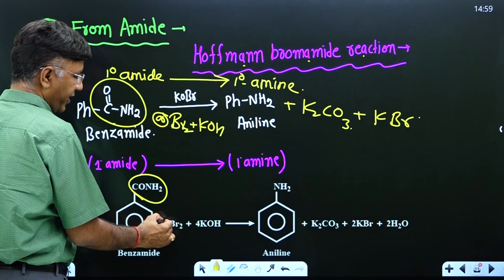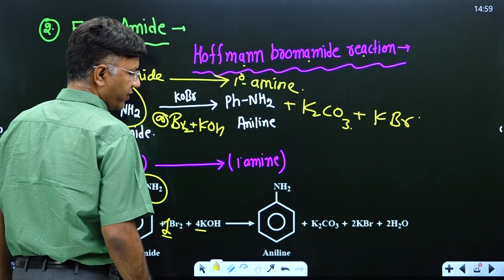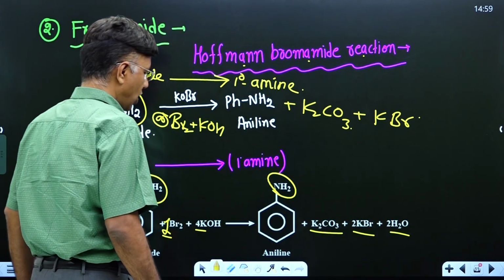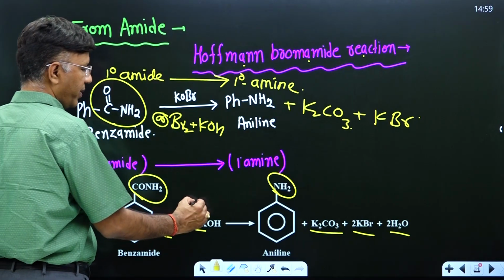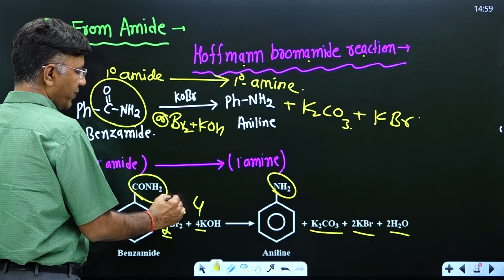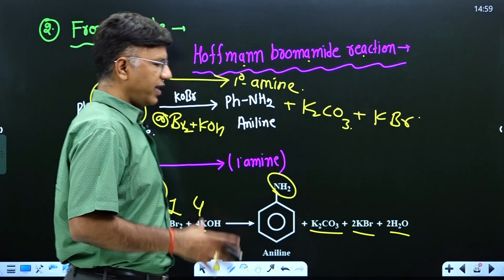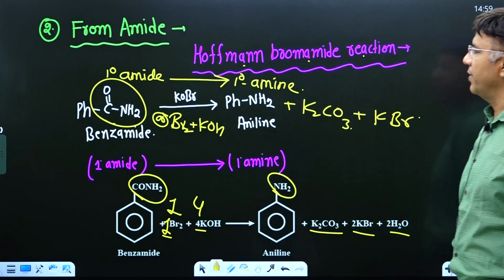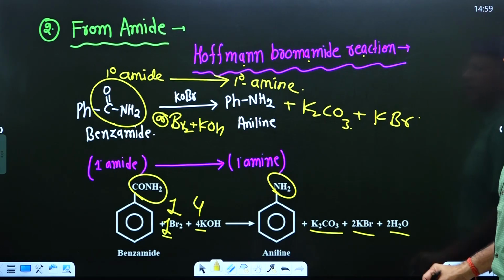When 1 degree amide reacts with 1 mole of Br2 and 4 mole of KOH, it gives aniline, K2CO3, KBr and water. How many moles of KOH are used in Hofmann bromamide? 4. How many moles of Br2 are used? 1. So this is a very important method for conversion of 1 degree amide to 1 degree amines. Pause the video and write in your notes.